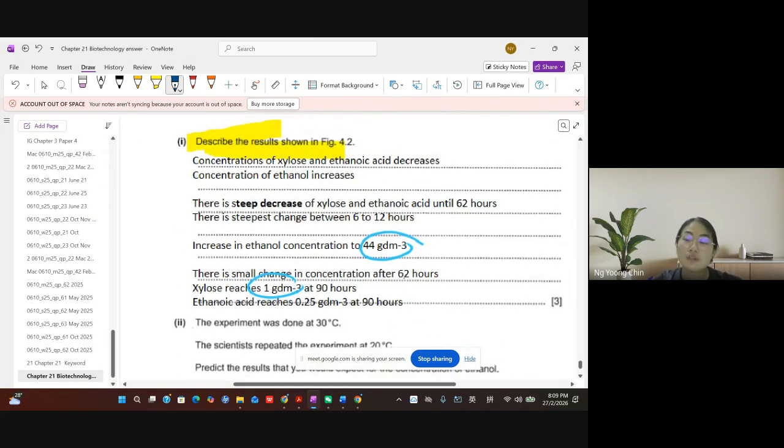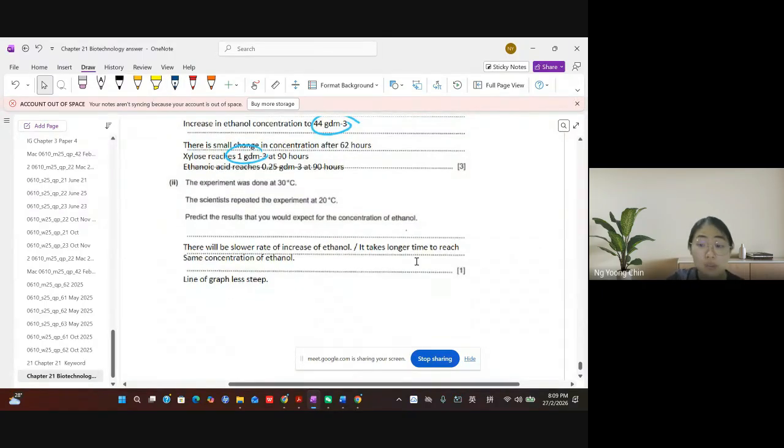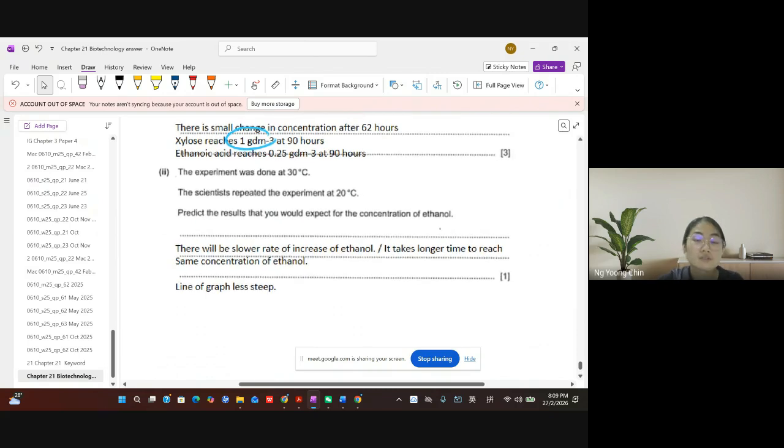So this is not very hard, you just need to know how to describe it. Later I'll send this to you, and please have a look at this chapter. It is very highly possible that this chapter, chapter 21, will come up in the exam. And for this one, predict the result that you would expect for the concentration of ethanol, right? There will be a slower rate of increase of ethanol, because it takes a longer time to reach the same concentration of ethanol.